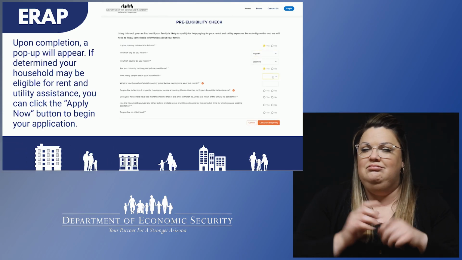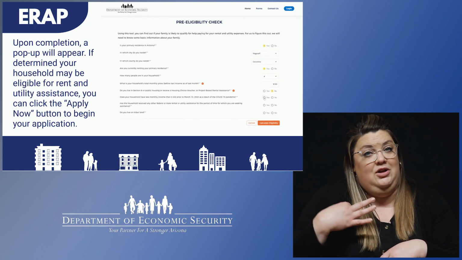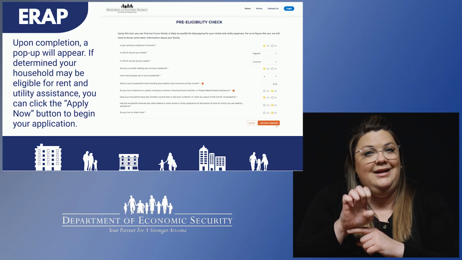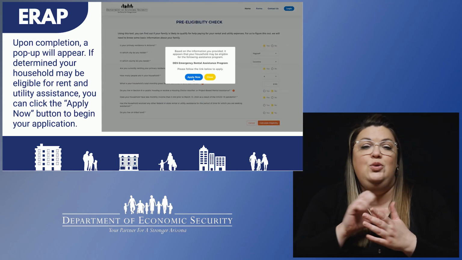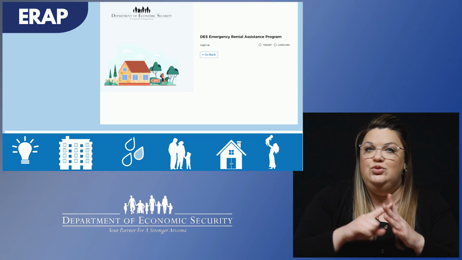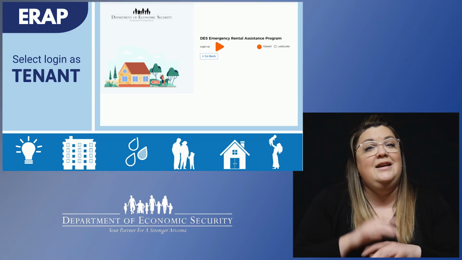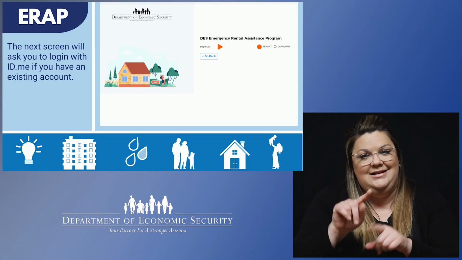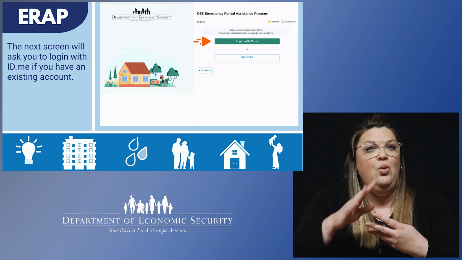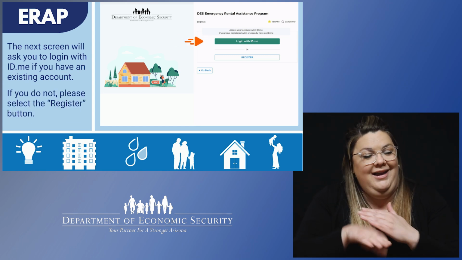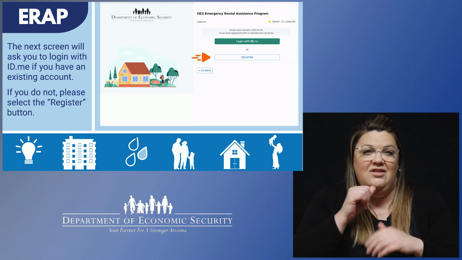If determined your household may be eligible for rent and utility assistance, you can click the Apply Now button to begin your application. Select Login as tenant. The next screen will ask you to log in with ID.me if you have an existing account. If you do not, please select the Register button.